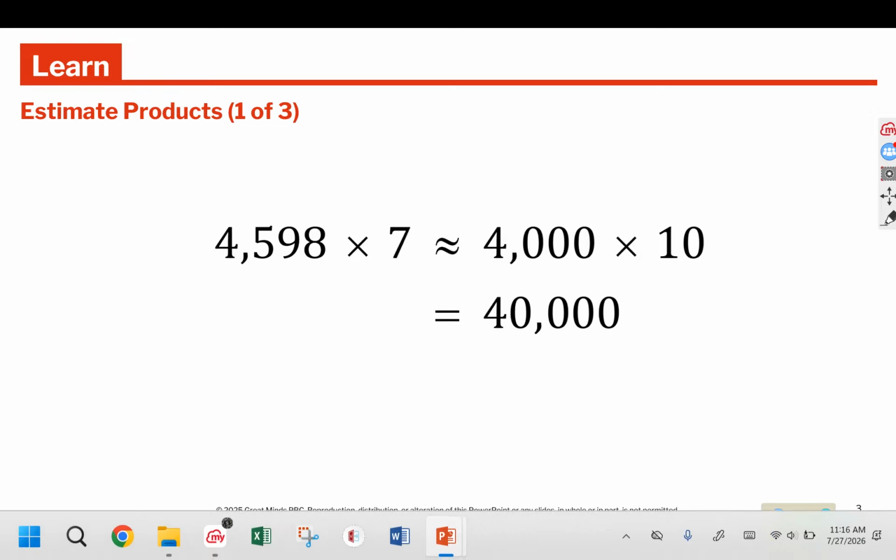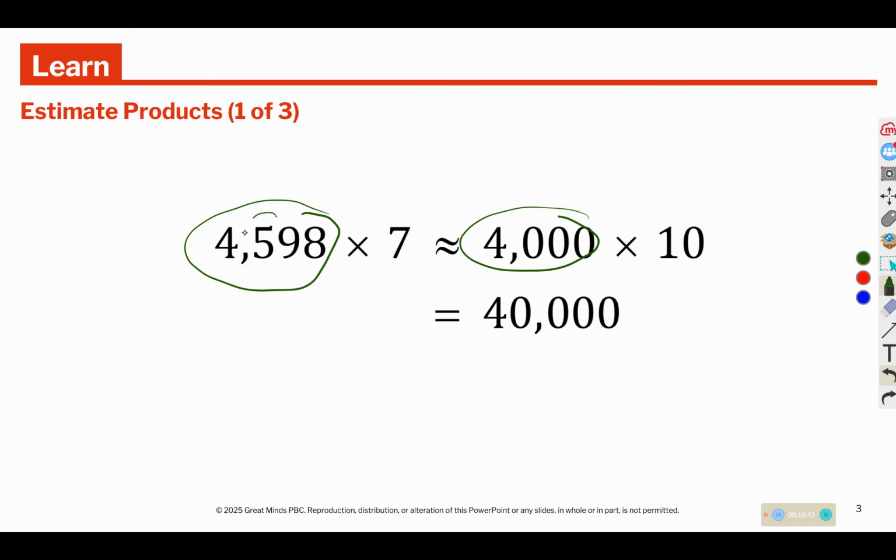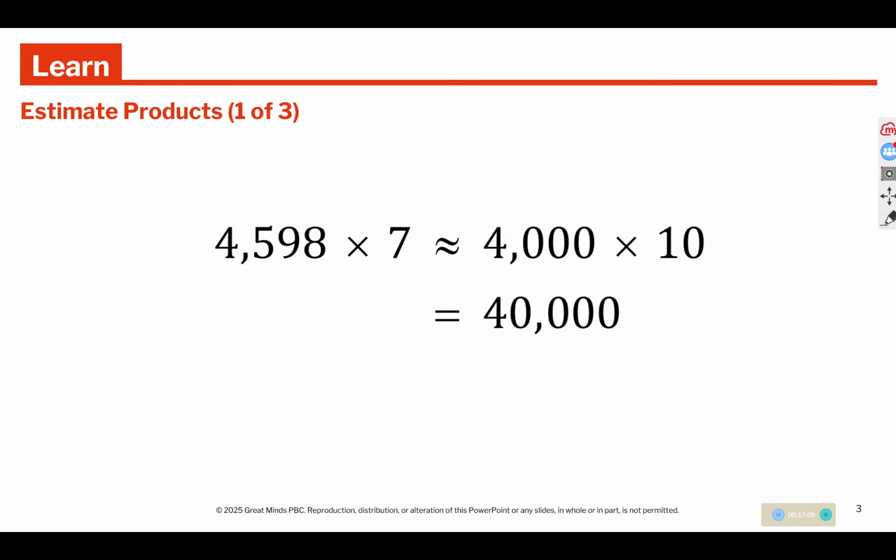Let's try looking at this one here. This is approximating. They've rounded this one down to 4,000. Now, if we were rounding to the thousands place, that 5 would tell us that it would round to 5,000. However, if you round this one down and this one went up to 10, 4,000 times 10 would be 40,000. These are approximations. They're estimates, so it's okay that they're not exact.